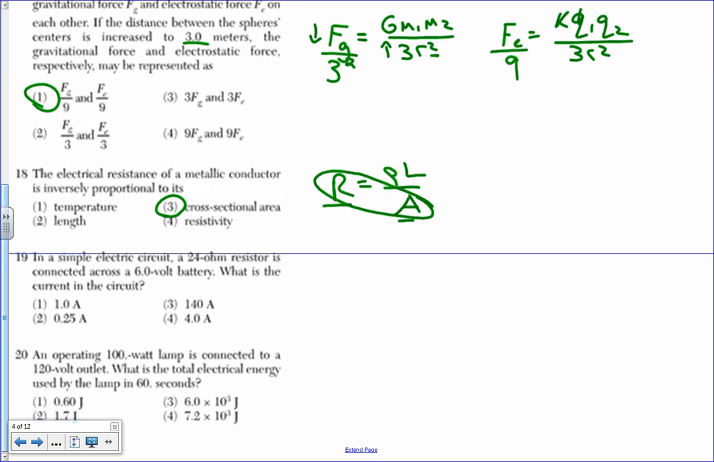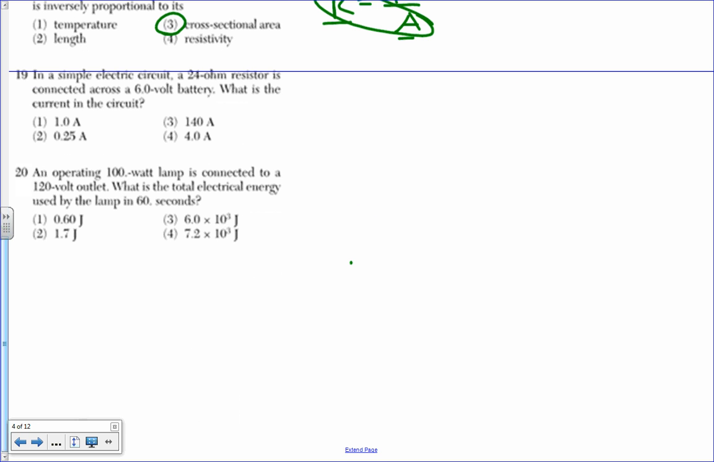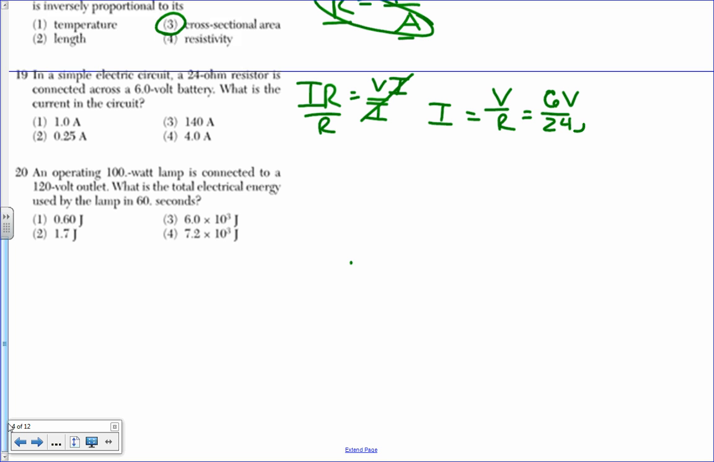Number 19. In a simple electric circuit, a 24 ohm resistor is connected across a 6-volt battery. What is the current? Well, we know R equals V over I. So if I want to find the current, I'm going to cross multiply by I and then divide by R. So I get I equals V over R. So I have 6 volts over 24 ohms. And so I get a current of a quarter of an amp, 0.25.